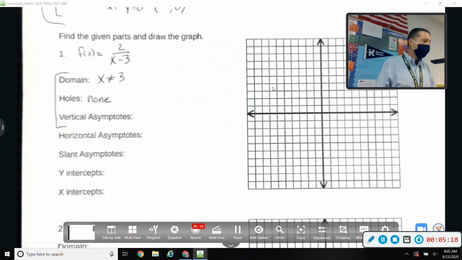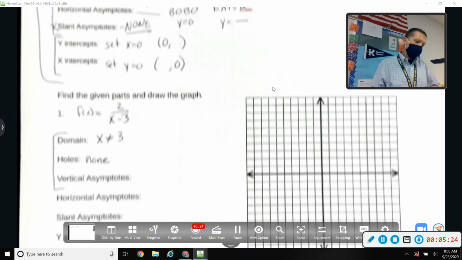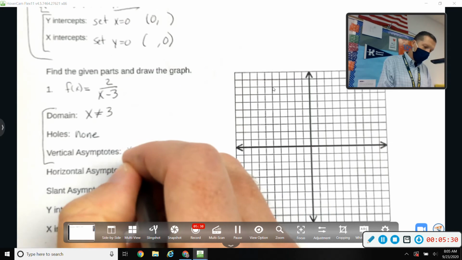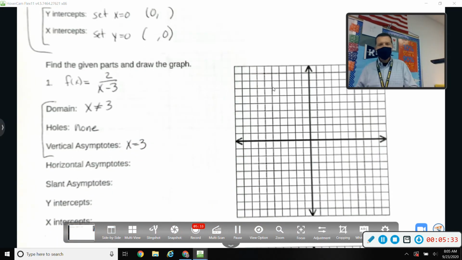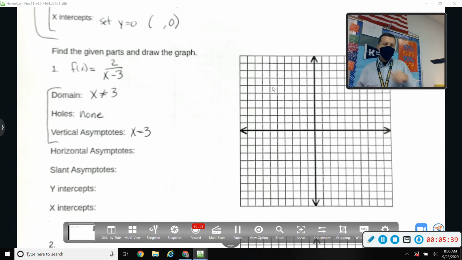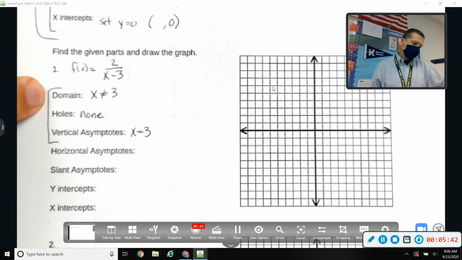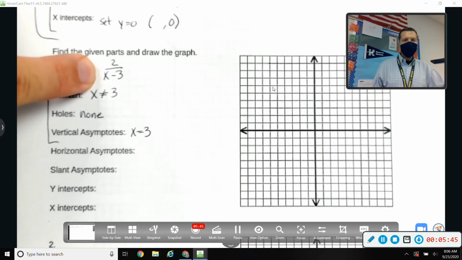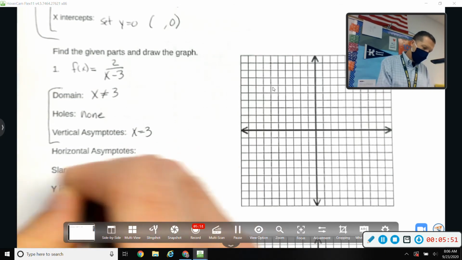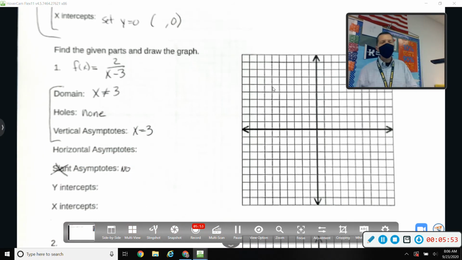Vertical asymptotes. What do you think? Factors that don't cancel. So that would be x equals 3. So all of that came from the denominator. Domain x can't be 3. There aren't any holes because nothing canceled. The only factor at the bottom left is x equals 3. Skip ahead. You can go ahead and mark out slant on all of these if you want to, because there aren't any slant asymptotes. So don't get confused and try to figure something out to put there. There aren't any.